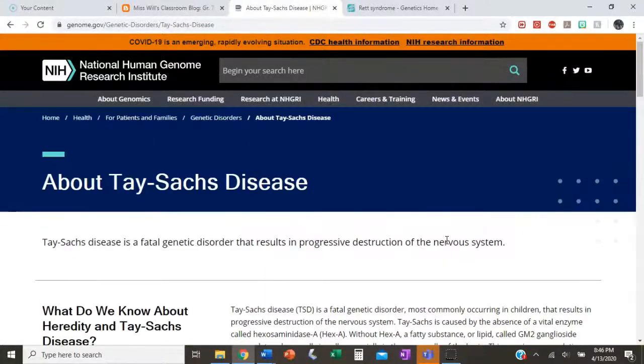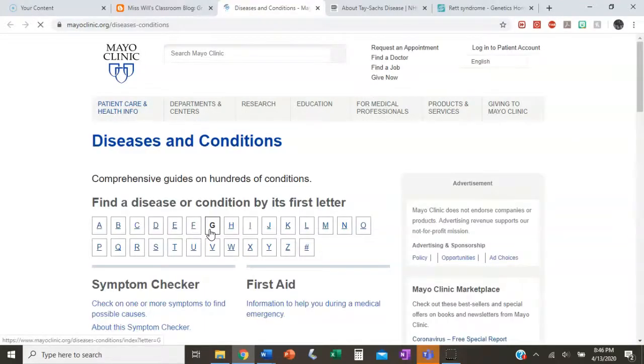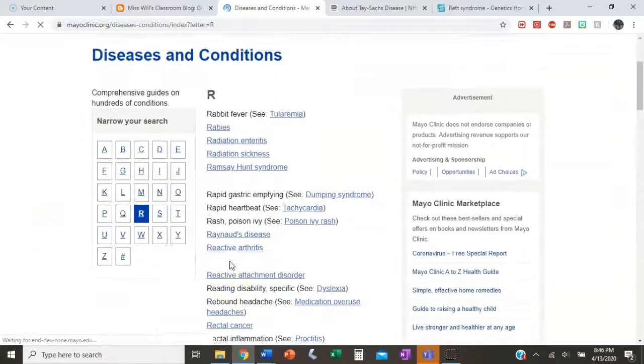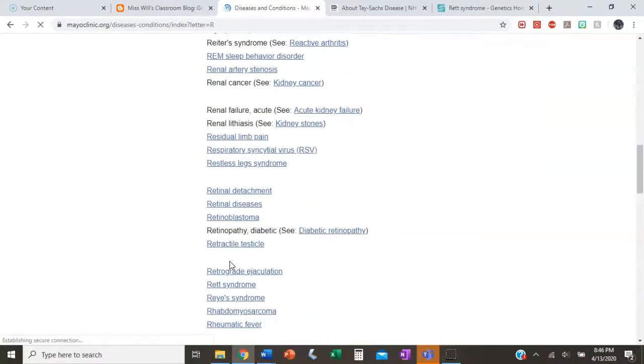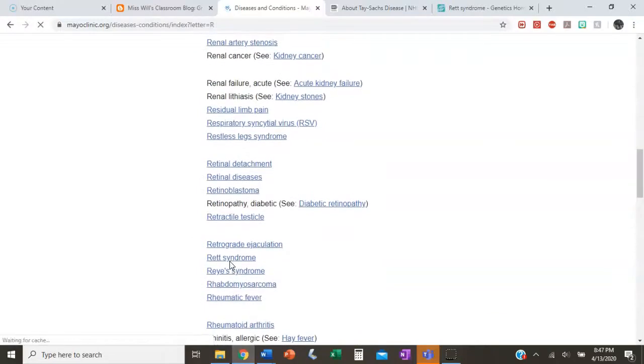And there's also the Mayo Clinic. The Mayo Clinic's a really good place to go for symptoms, which is the third one down there. If I go to the letter R here for Rett syndrome, and I scroll down, and let's see, I think they have it in here. There it is.